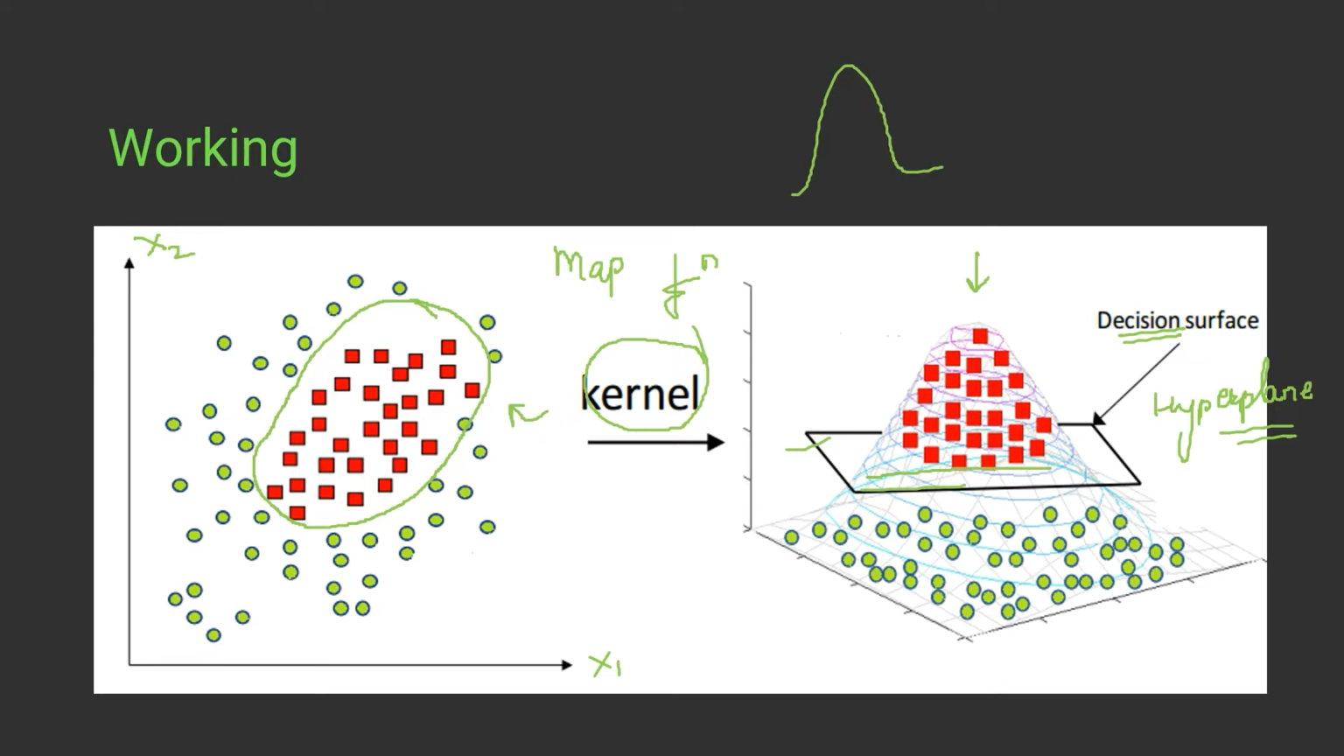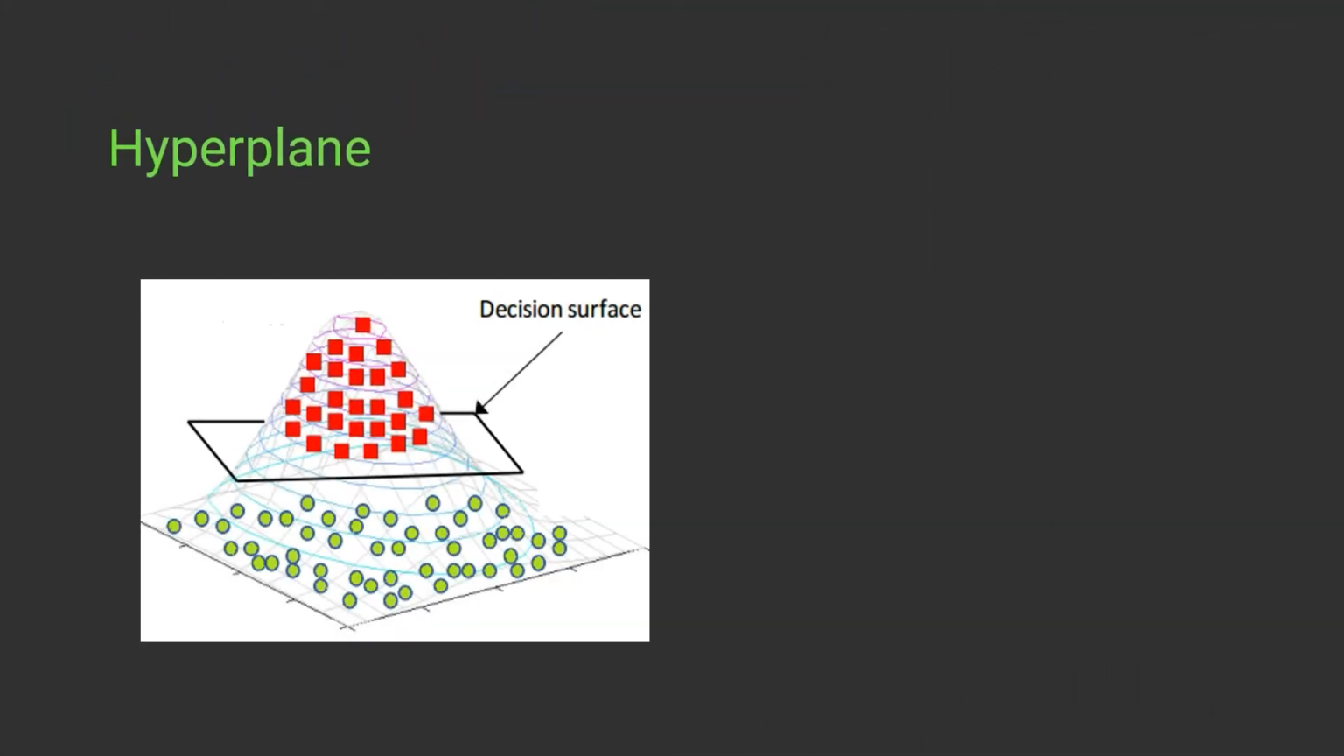And this hypothesis was a non-linear hypothesis, right? So this is how a kernel is used in support vector machine. It basically maps your data in such a form that we can use a linearly separable hypothesis so as to classify or to predict your data. Okay, and now we'll see what a hyperplane is.